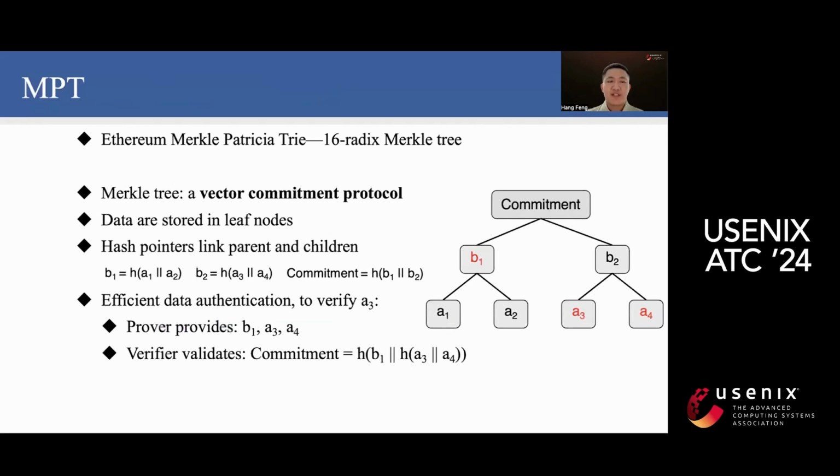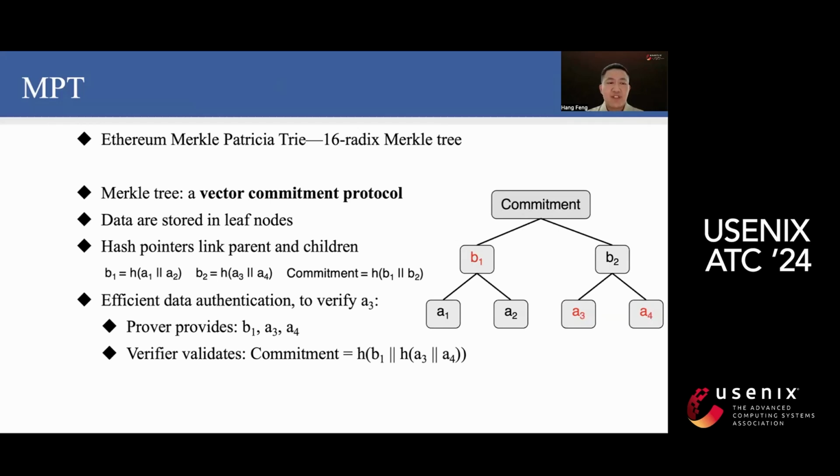A Merkle tree is a vector commitment protocol. Data are stored in leaf nodes. Hash pointers link parents and children. For example, B1 is the hash of the concatenation of A1 and A2. B2 is a hash of the concatenation of A3 and A4. And the commitment is a hash of the concatenation of B1 and B2.